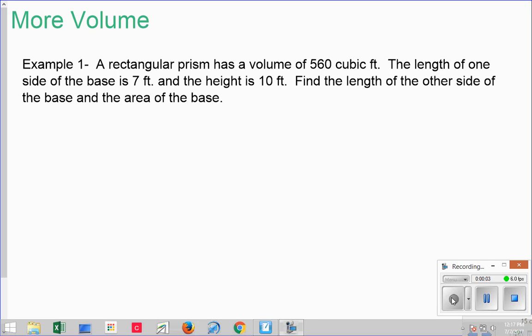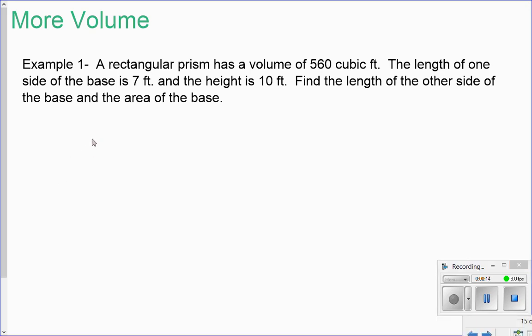Okay, so we're going to take a look at some more volume problems here. Let's look at this first example. So we have a rectangular prism which has a volume of 560 cubic feet. So we're going to remember our volume formula. Volume is the area of the base times the height.